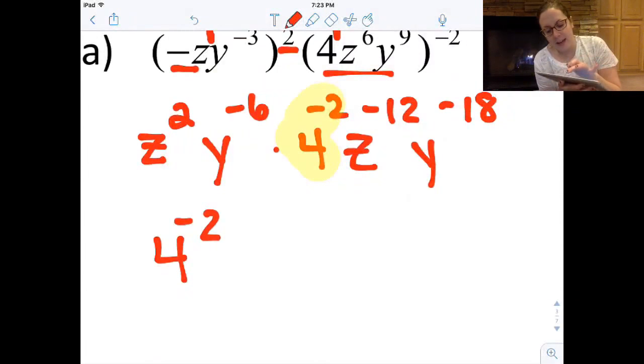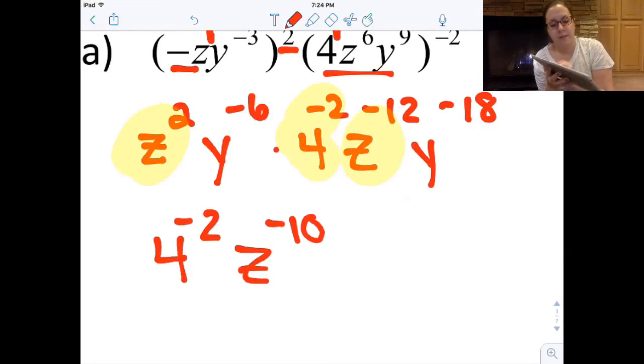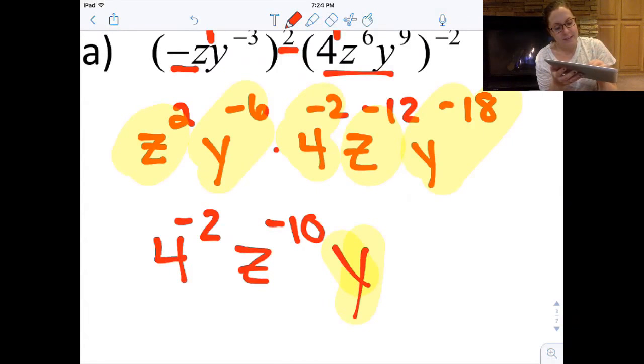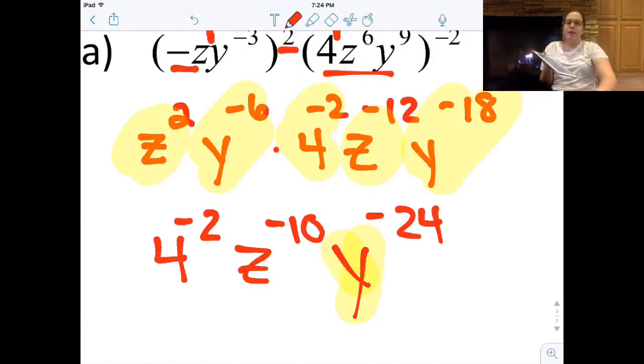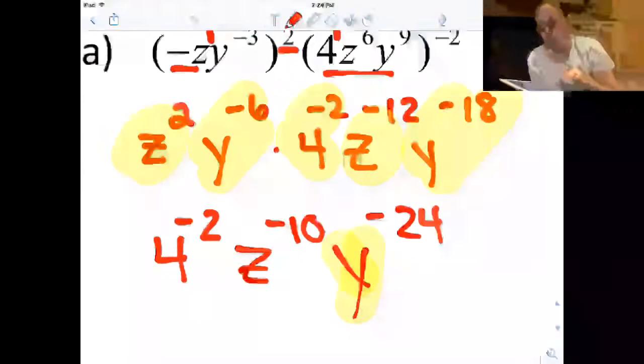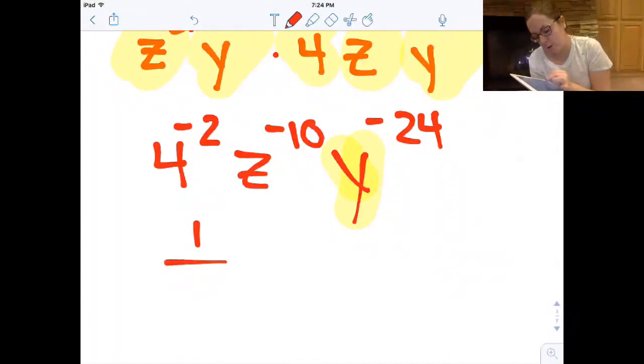So this is z to the negative 10th. And the y's, I've got negative 6th and negative 18th. So that is y to the negative 24th. Now each of those are to the negative power, so I'm going to flip them all to the denominator. So this would be 1 over 4 squared, z to the 10th, y to the 24th, and 4 squared is 16, so 1 over 16 z to the 10th, y to the 24th.